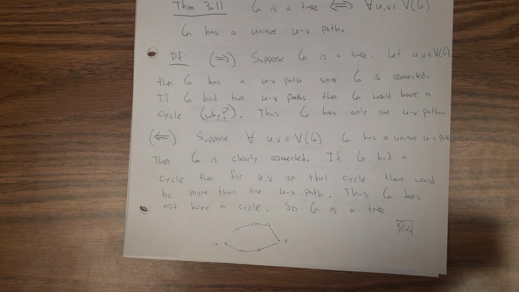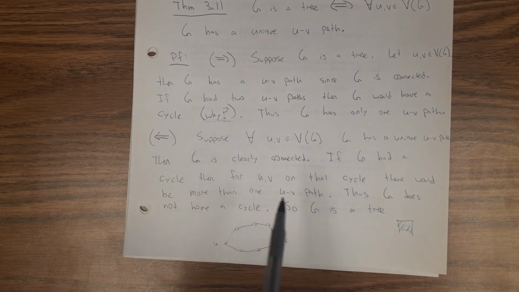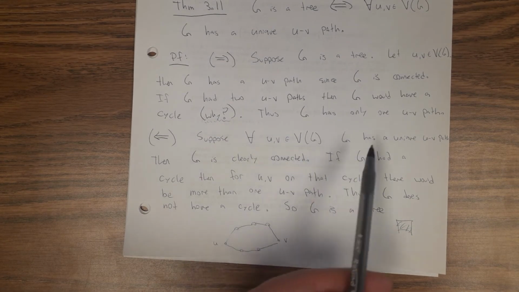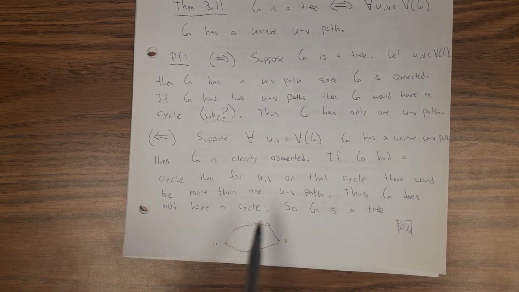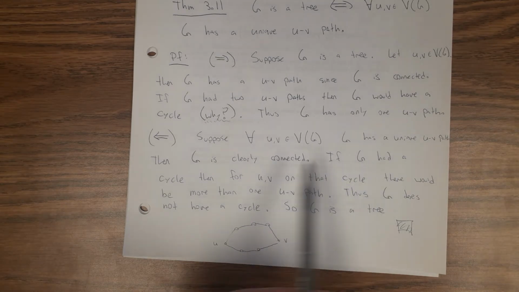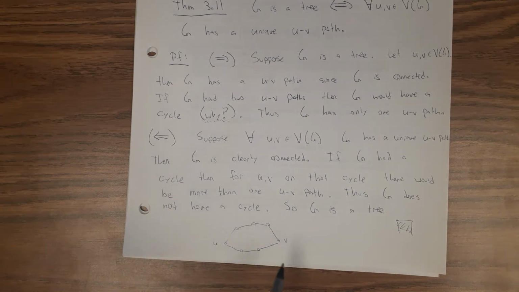And that would be a contradiction because we are assuming, once again, that for all vertices u and v, G has a unique uv path. And so having more than one uv path would be a contradiction. So that's our proof that G can't have a cycle, because if it did have a cycle, then we would have vertices u and v with more than one uv path. So that can't happen, so G doesn't have a cycle, and so we've established the two conditions for G to be a tree. It has to be connected, and it has to have no cycles.